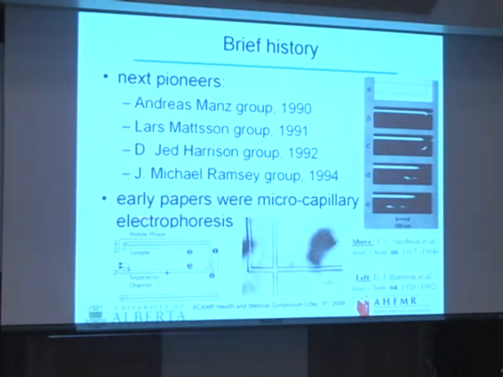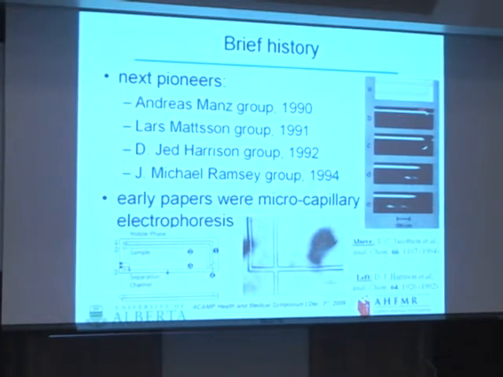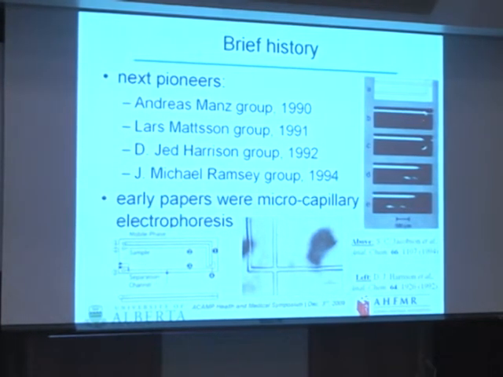And here's the layout of their chip. Here's an example. This is from Jed Harrison's group. This is another example of there's the outline of the chip, and here's what happens when you fill it with a fluorophore, something that fluoresces. And the idea is that you inject it at this intersection right here and drive the sample down, and you can see what begins as one plug separates out into two, and that's because they have two fluorescent dye specimens in their sample.